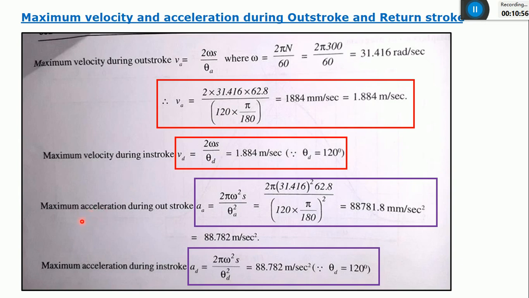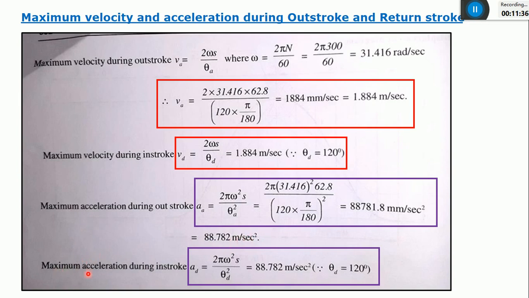Similarly, I can calculate the maximum acceleration during the outstroke. That is given here: 2 pi omega square s by theta a whole square, or theta r whole square. Just substitute the value of omega, s and theta a or theta o, that is 120. Convert this into radians by multiplying by pi by 180. You'll get the answer in mm per second square because you have input the value of s in millimeters. Converting this into meter, it will be 88.782 meter per second square.